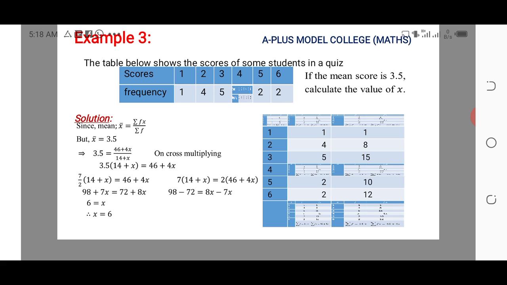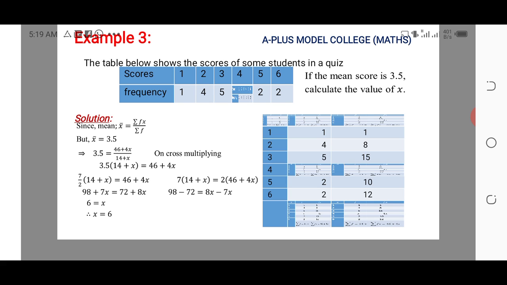And the summation of the product of f and x is 46 plus 4x. So we now say that the mean, in the formula, equals the summation of fx over the summation of f. The summation of fx from the table is 46 plus 4x, over the summation of f, which is 14 plus 4. When we solve for x in this equation, you can see the way I solved it, we are going to get our x to be 6. When you cross multiply, then solve for x, our x is equal to 6.